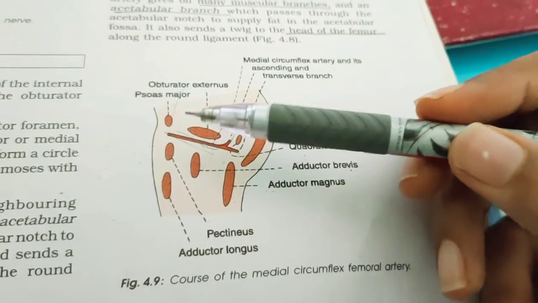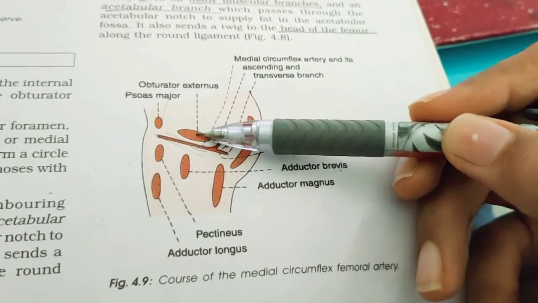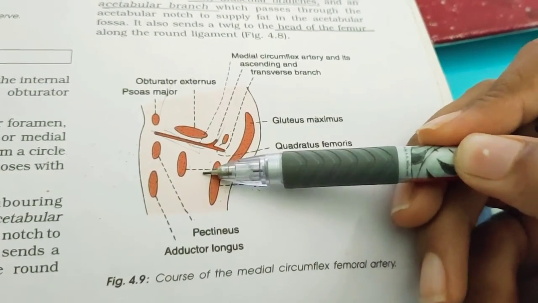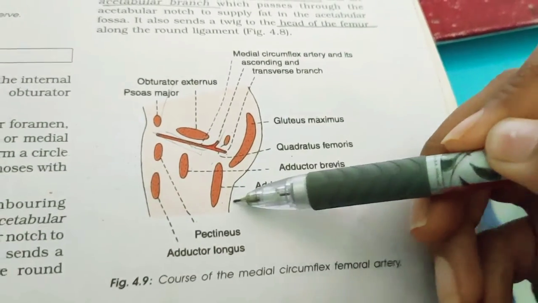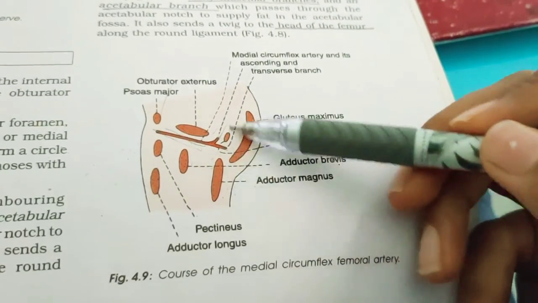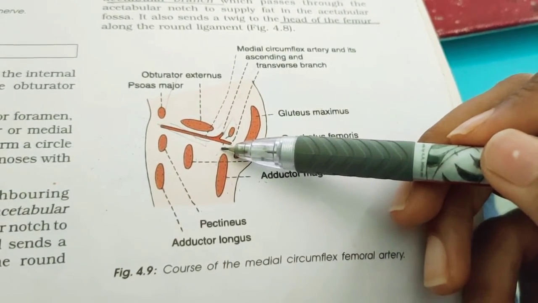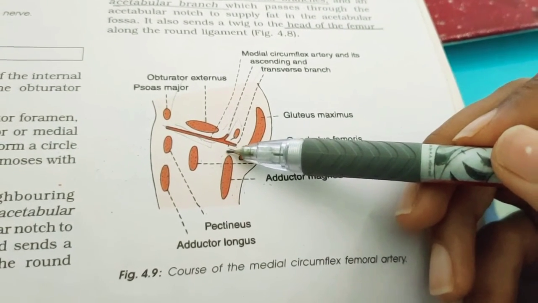So to revise, first it is between psoas major and pectineus. Next it is between obturator externus and adductor brevis. Next it is between quadratus femoris and adductor magnus. Next it gives two branches, the ascending branch and the transverse branch. It supplies even the fat around the acetabular notch through the acetabular branch.